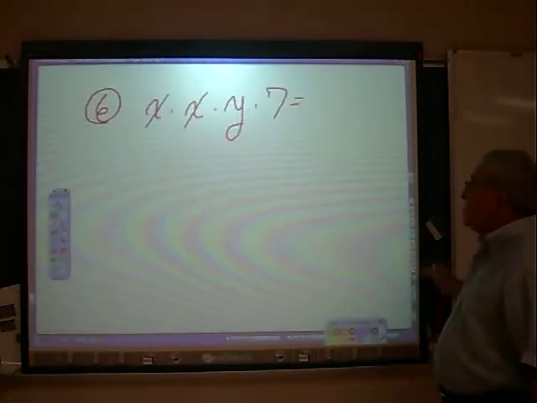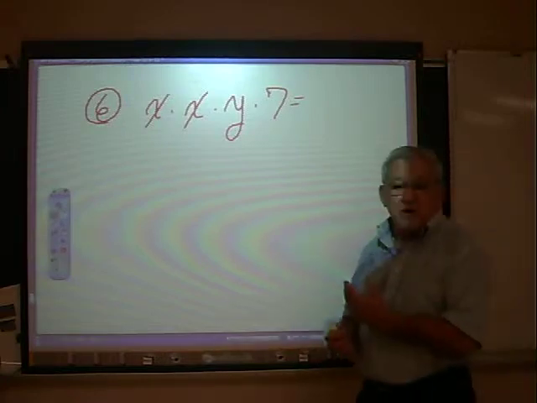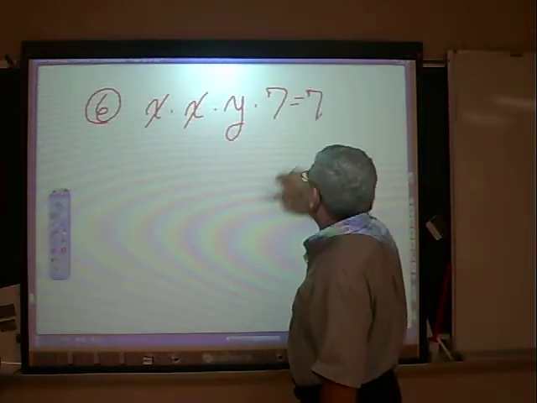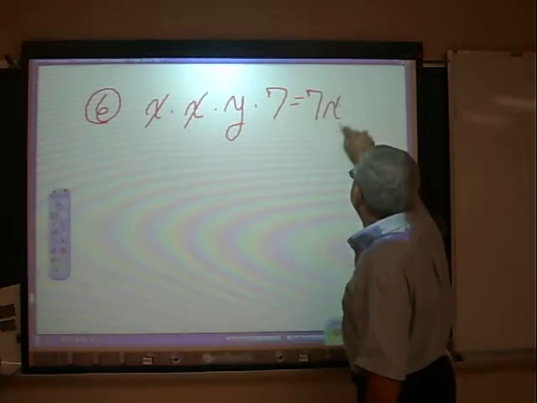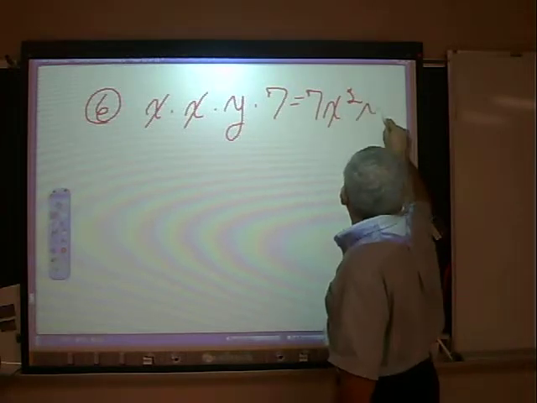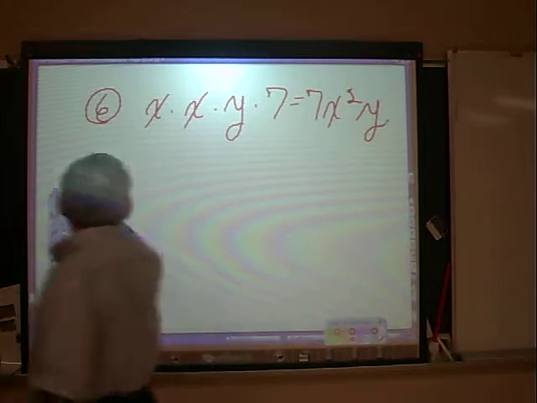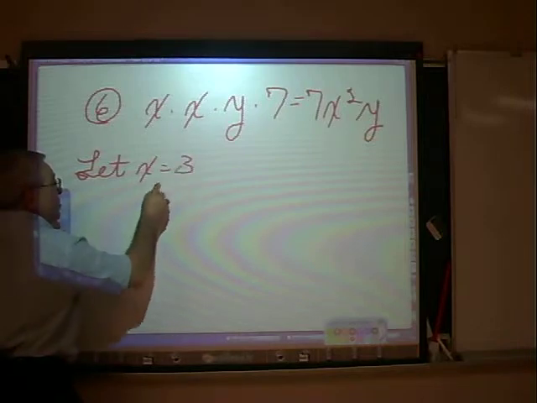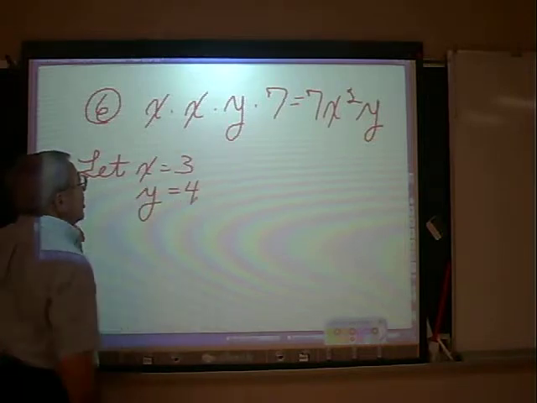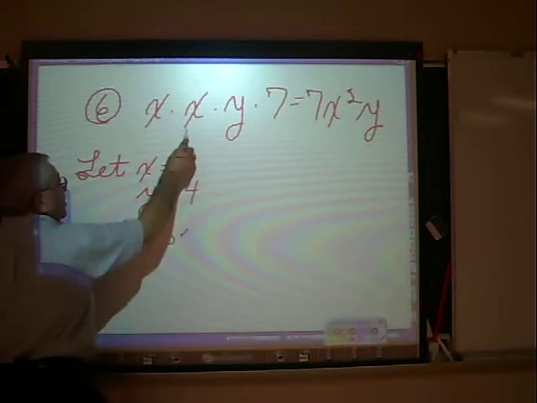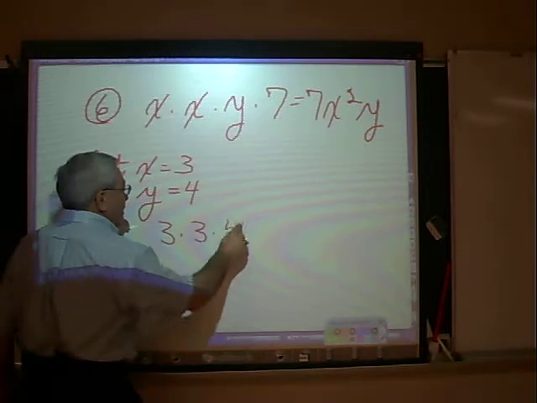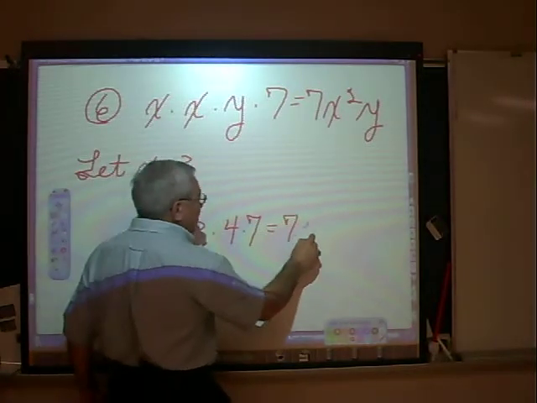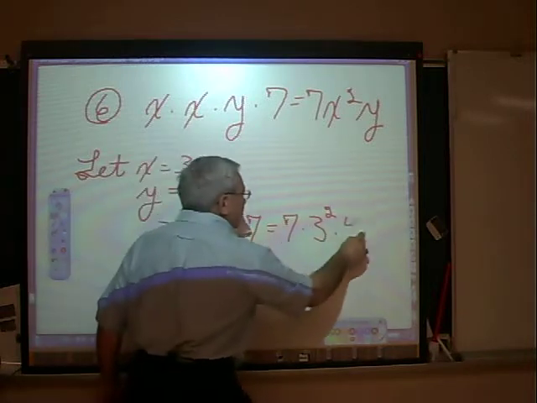And then finally, the last problem. Now these are a little mixed up, but we like to put the letters in the order that they come in the alphabet, and put the number first. So here the 7 comes first, then x times x is x squared, and then the y. So we can prove this is true also. We pick numbers that aren't there. So let x equal, say, 3, and y equal, say, 4. So we have 3 times 3 times 4 times 7 equals 7 times 3 squared times 4.